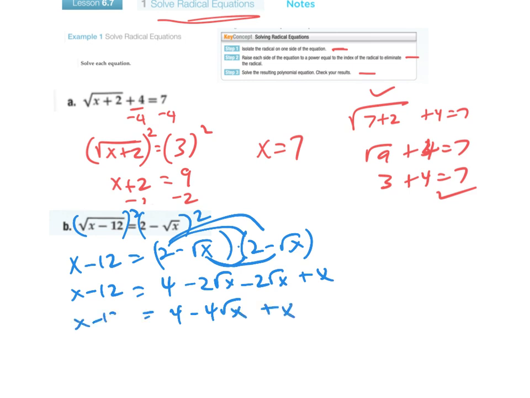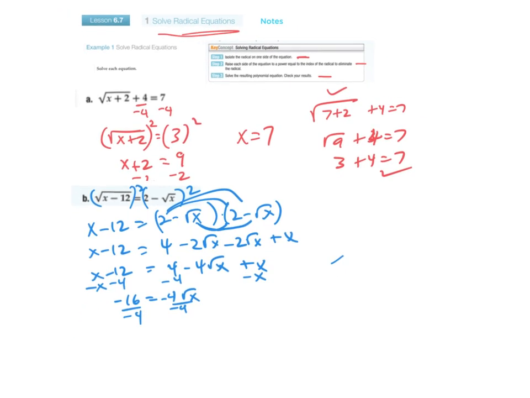Now we only have one radical sign, and we just need to remove that one. So I'm going to subtract the 4 from both sides, so I get x minus 16 equals, and I'm going to subtract the x at the same time. So that gives us 0 on the left, since they cancel out, and we have a minus 16 equals minus 4 radical x. So I divide by negative 4, and I get a positive 4 equals radical x. So I'm going to square both sides. So I get 16 equals x.